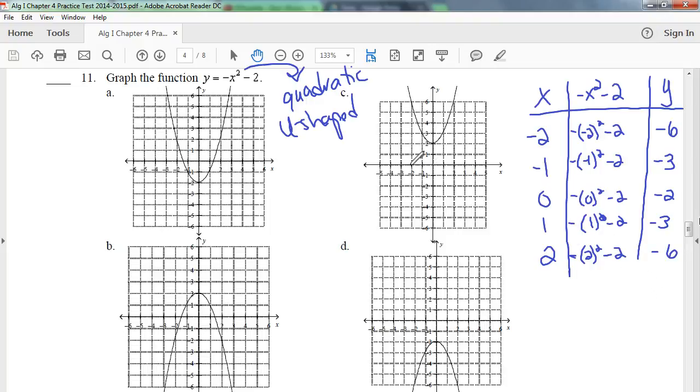So let's see, -2, -6 is down here, -1, -3, 0, -2, 1, -3, and 2, -6. This is what we need our graph to look like, and that means that option D is our best choice. 11 then is D.